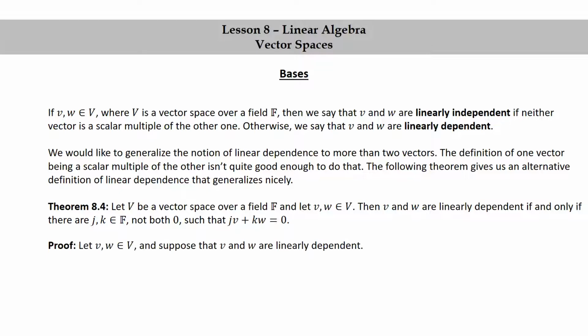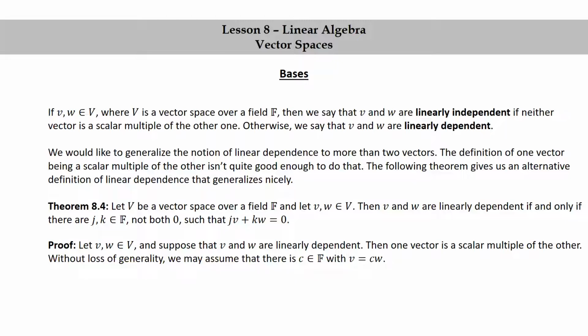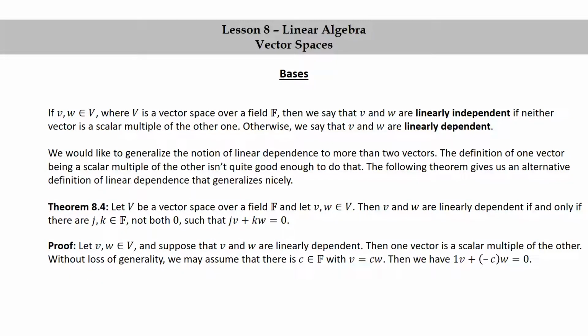Let's prove this. Let v, w be in V, and suppose that v and w are linearly dependent. Then one vector is a scalar multiple of the other. Without loss of generality, we may assume that there's a c in F with v equal to cw. In other words, v is a scalar multiple of w using the scalar c. Then we have 1v plus -c times w is equal to 0. So if we let j equal 1 and k equal -c, then jv plus kw equals 0, and the weight j is equal to 1, which is not 0.